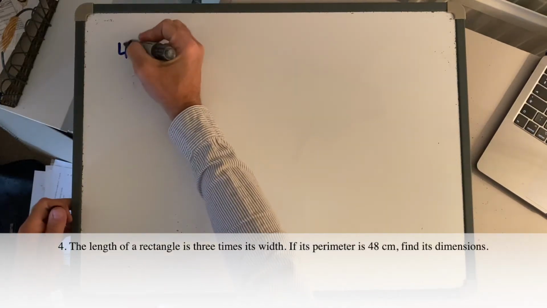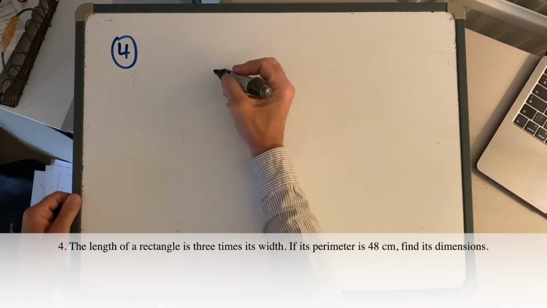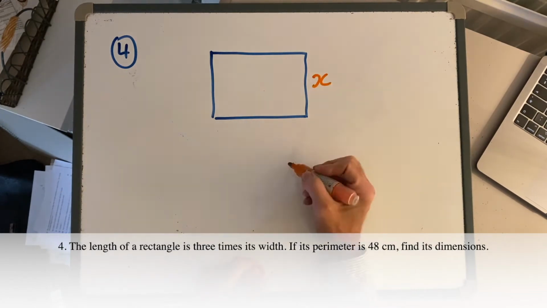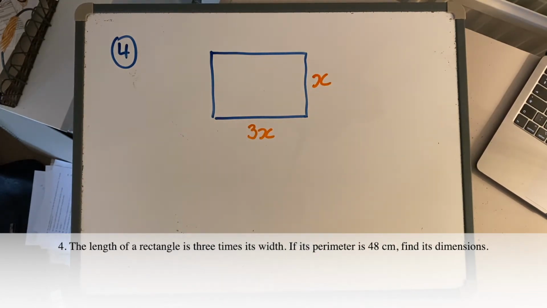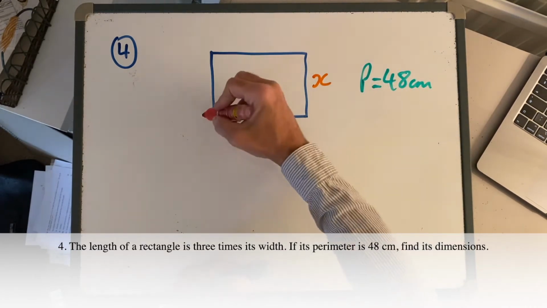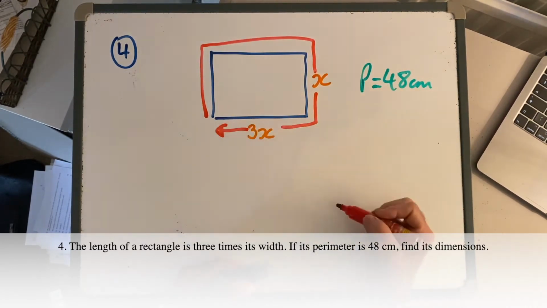Question 4. The length of the rectangle is 3 times its width, so let's draw this rectangle out. Call the width x, and the length is 3 times it. The perimeter is 48 centimetres, which means the distance around the outside. So how to do that?